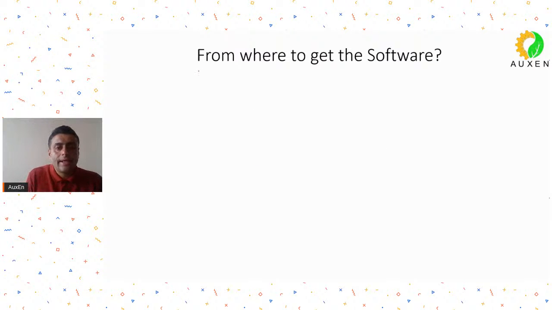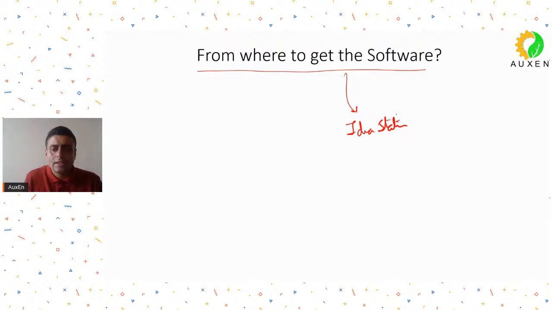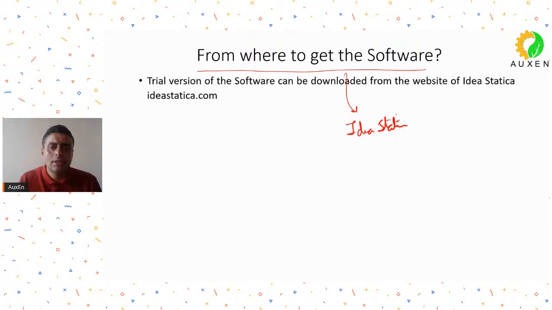From where to get this IDEA StatiCa software? This is another question that we have often been asked. You can get it easily. Anyone can download the trial version of the software from the website of IDEA StatiCa, and I have mentioned this website over here. You just have to put your email ID and you are able to download the software. If it expires, you can just download it from another email ID.